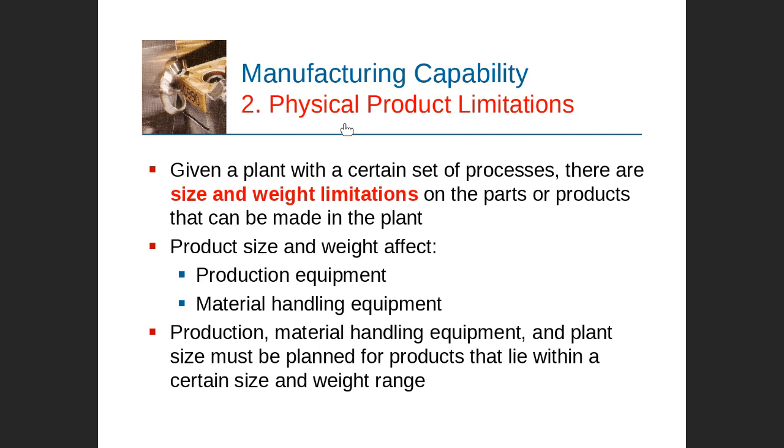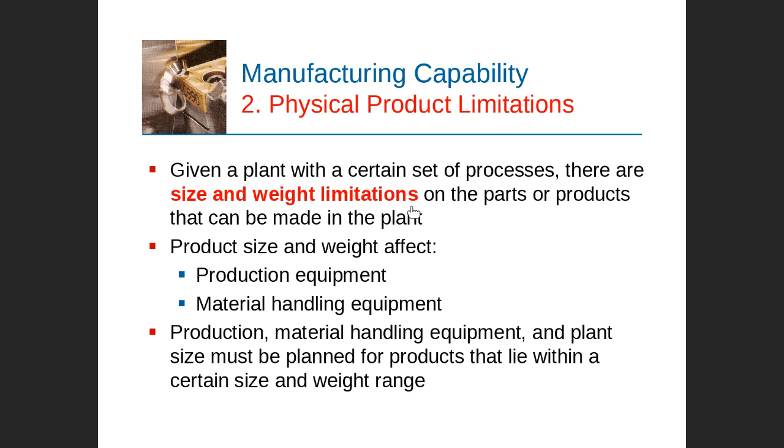Okay, physical product limitation means size and weight limitation. For example, you go to a company on demand and ask them to manufacture a table. Can you make a table for me, 100 tables? He said yes. Table, yes, we manufacture tables. Okay, I have the technological capability to manufacture a table.